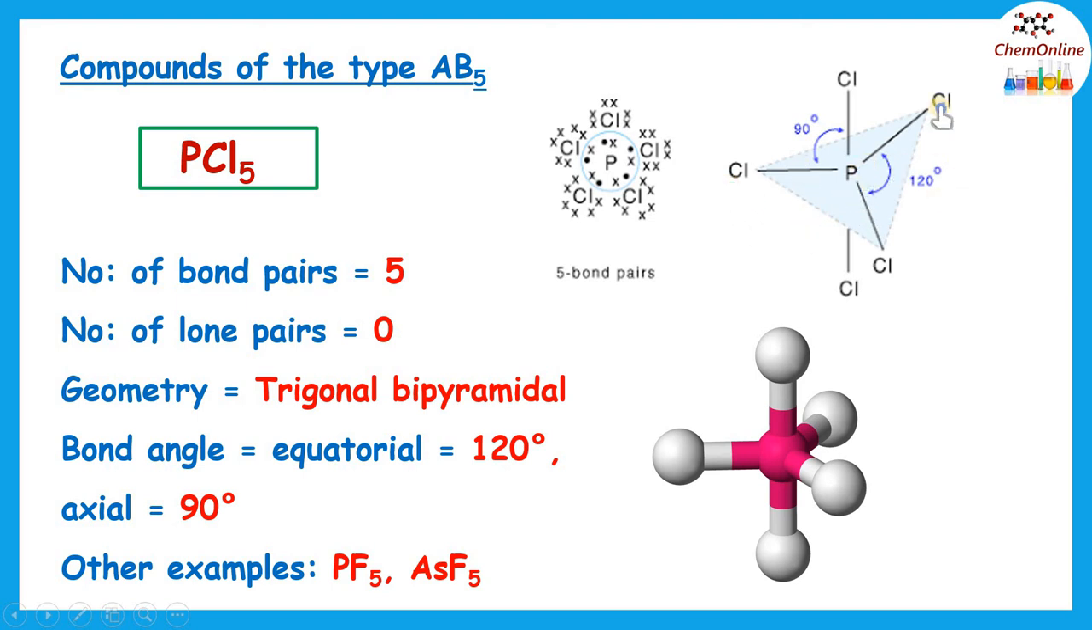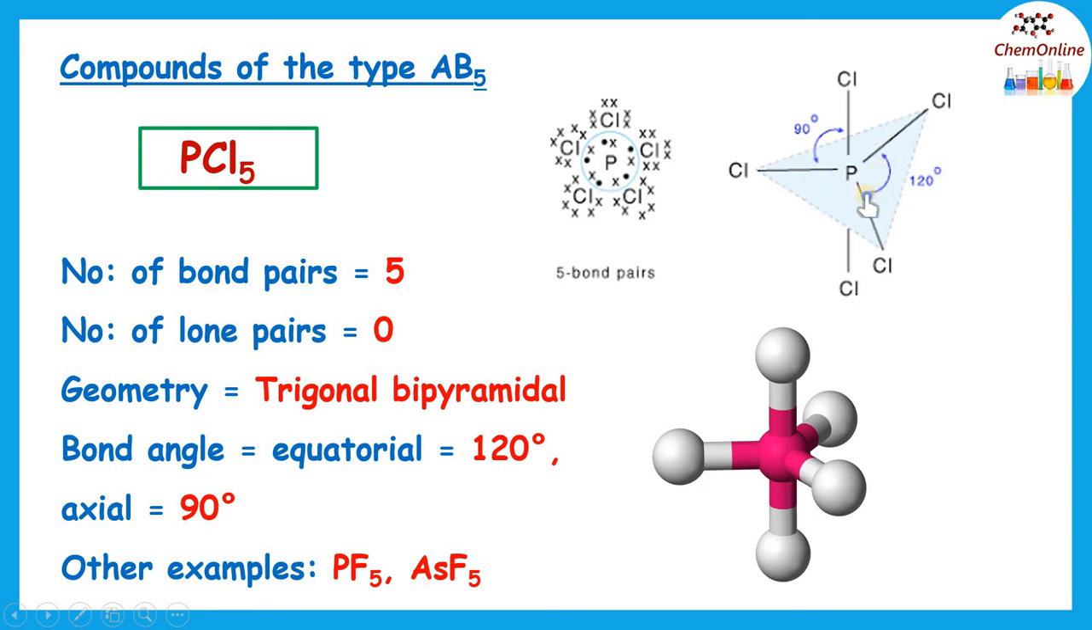Here you can see that the 3 chlorine atoms are in one plane, while the 2 chlorine atoms are one above and below the plane. So these two chlorine atoms which lie above and below the plane are known as axial chlorine atoms. And these three chlorine atoms at the three corners are referred to as the equatorial chlorine atoms.